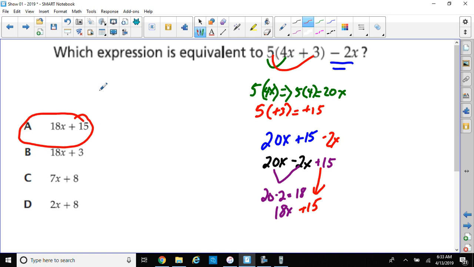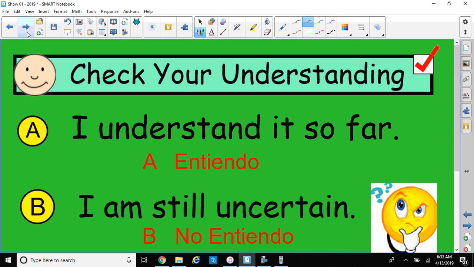I usually see that in 7th grade, but they're getting tricky on the state tests. So I hope you're understanding what's going on so far. If you're not, rewatch the video, write down your questions, ask your teacher, or you can even come by my classroom and ask me. I'll be glad to give you an answer.